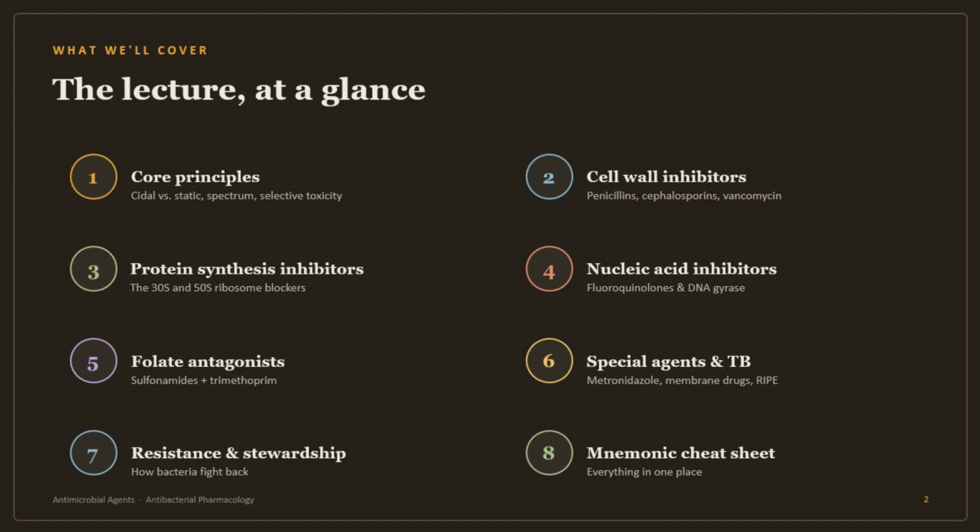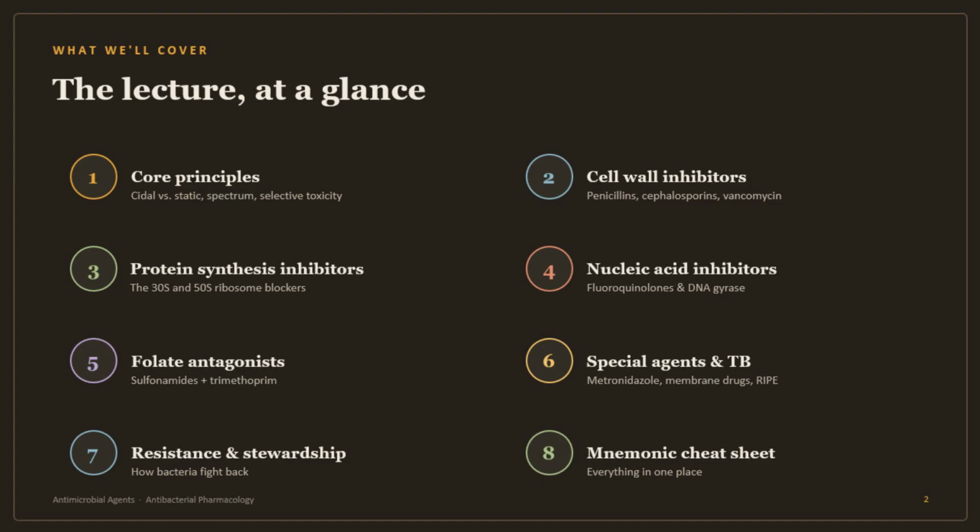Alright, before we sprint, let me show you the map of where we're going, because antimicrobials can feel like a giant pile of names until you give it structure. We're going to start with the core principles: cidal versus static, spectrum, and selective toxicity. Then we march through the drug families by their target: cell wall inhibitors like penicillins and cephalosporins and vancomycin. Then the protein synthesis inhibitors that jam the ribosome. Then the nucleic acid inhibitors like the fluoroquinolones. After that we hit the folate antagonists, sulfonamides and trimethoprim.